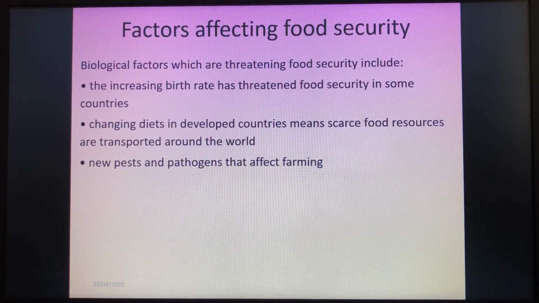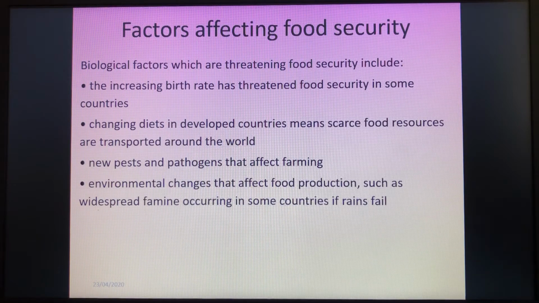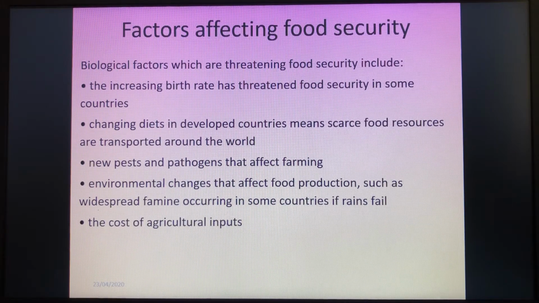New pests and pathogens that affect farming. Okay, so we know about diseases, and if those affect farming, then they can wipe out crops completely. Environmental changes that affect food production. We've talked about climate change, we've talked about droughts and flooding. That all has an impact when food is being grown, crops are being grown. The cost of agricultural inputs. We talked about irrigation, the watering of crops and things like that. So all of that has an impact.